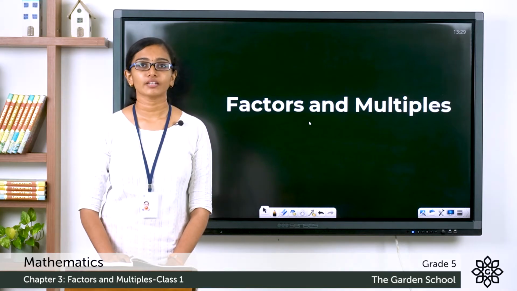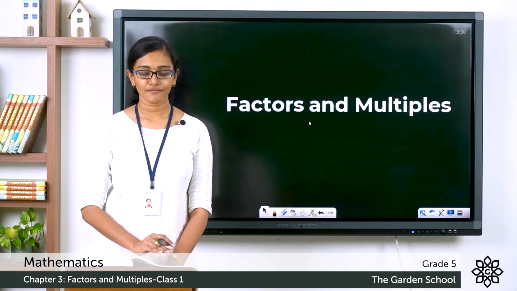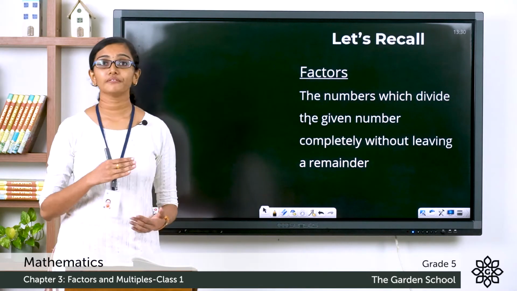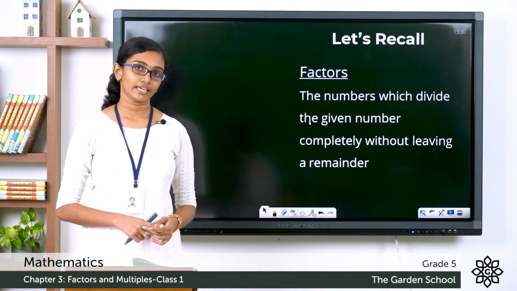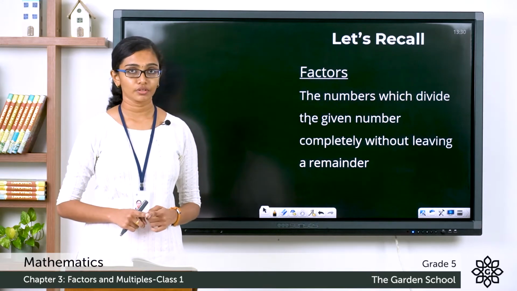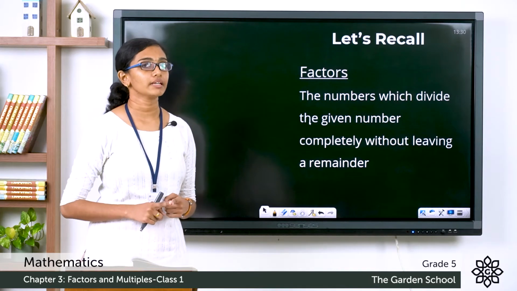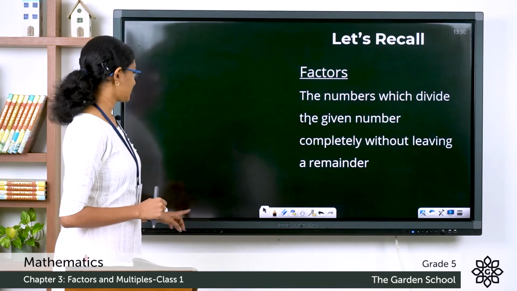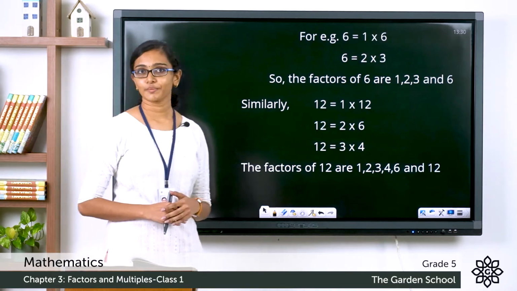Today we are beginning a new chapter, chapter 3, factors and multiples. Now, what are factors? We can say factors are the numbers that can divide a given number completely. That means without any remainder. See, here are some examples.